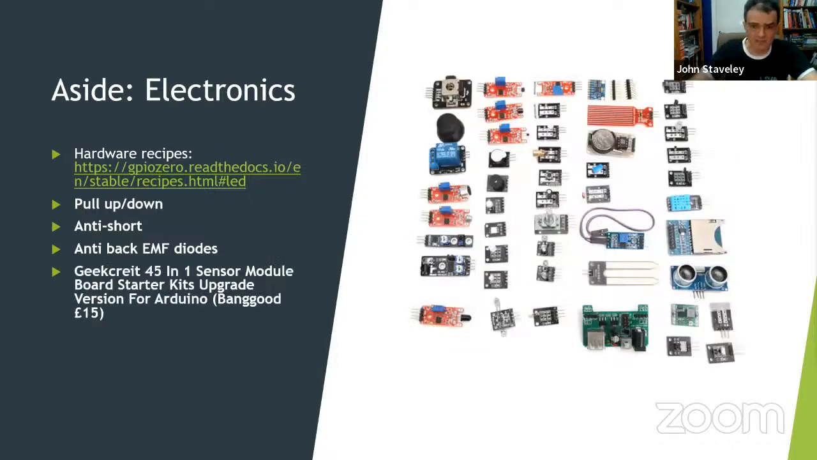So I'd recommend looking at something like this. This is the Geekcreit 45-in-1 sensor module. It is integratable with an Arduino or a Raspberry Pi. You've got a joystick, large sound sensor, small sound sensor, flame sensor, moisture sensor, distance sensor, memory card reader, humidity reader, real-time clock, laser. It's all set up, and this comes off Banggood, a Chinese site I use sometimes, for about £15. So really quite good value.